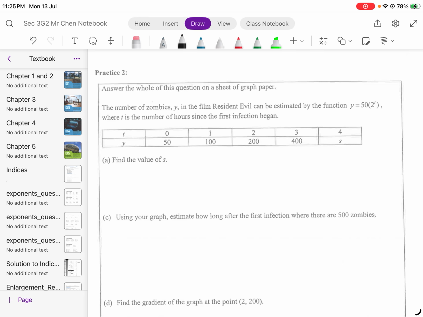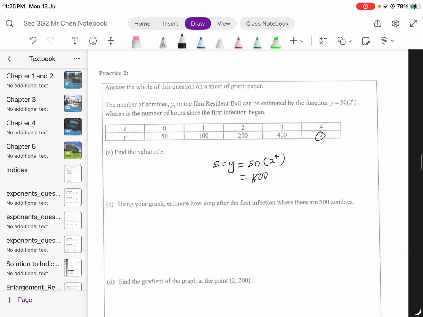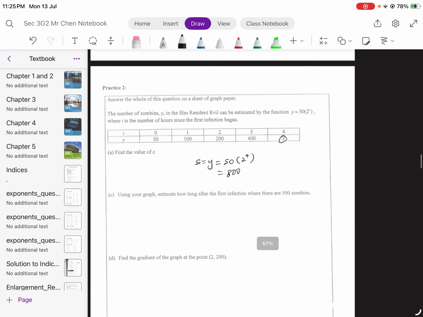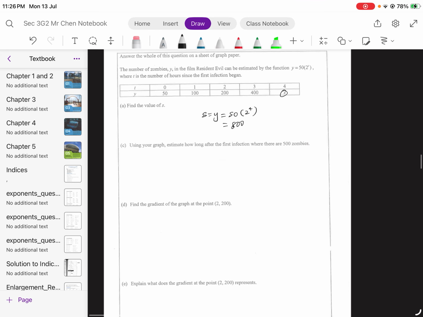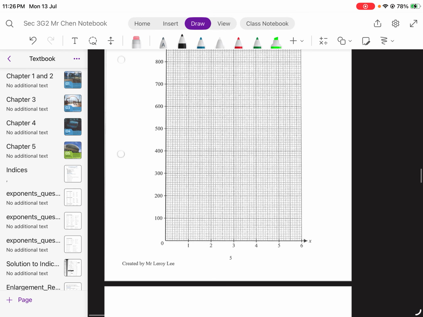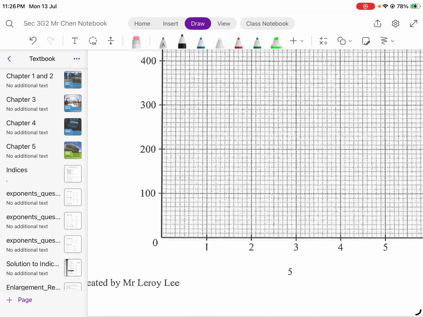You have this equation y equals 50 times 2 to the power of t. Find the value of s. S is y when t is 4. So 50 times 2 to the power of 4, if you use your calculator, it should be 800. So this one should be easy to draw. I wasn't able to use GeoGebra to draw this because the numbers are too big. So at 0 it is 50, so it's 1, 2, 3, 4, 5.